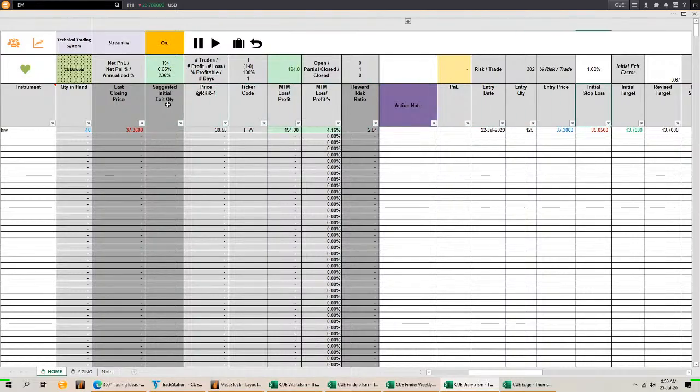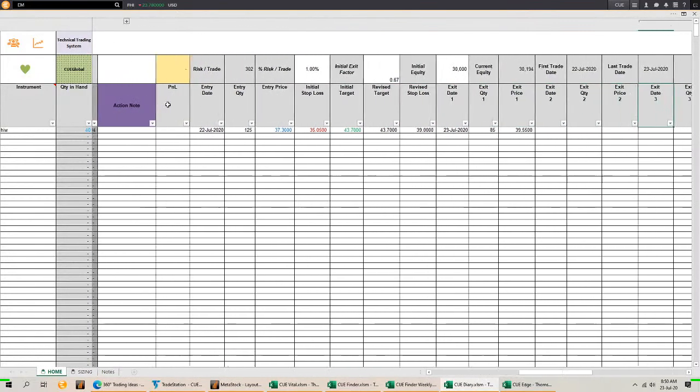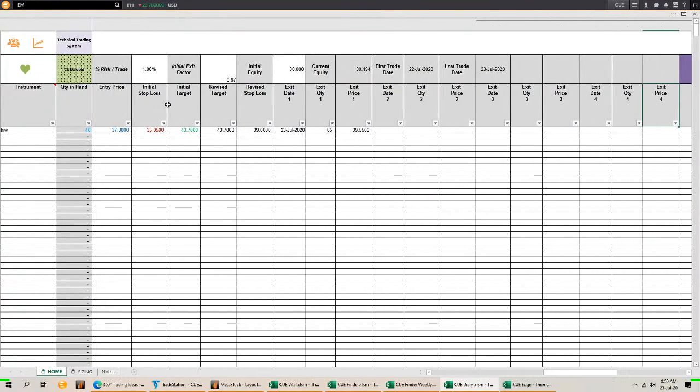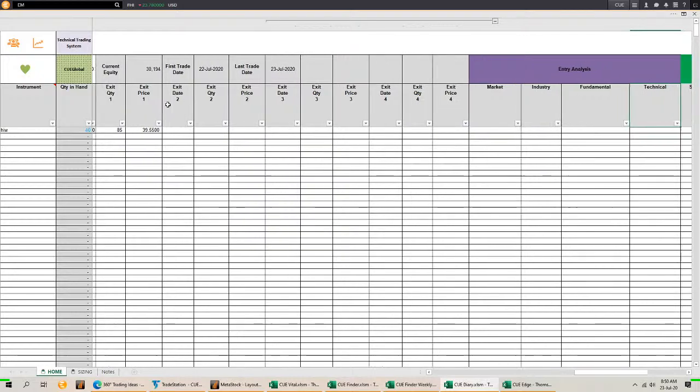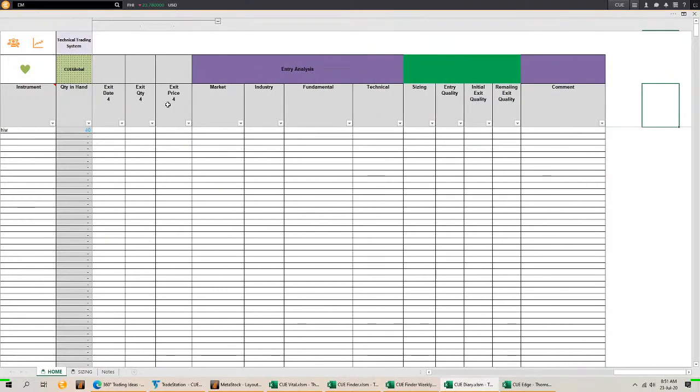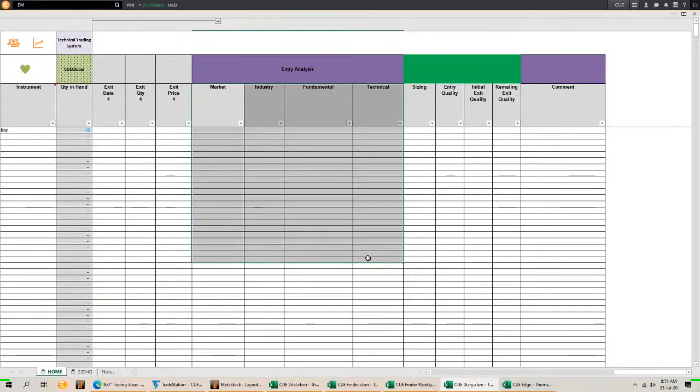Now if you go further to the right, you are able to exit the trade in several legs. Usually I use 2 or 3 legs. It has a facility for up to 4 legs of exit. Now there are some columns to the right. These are very useful, especially for a beginning trader, to log the reason for buying the stock or shorting the stock. So let's fill it up for HIW.